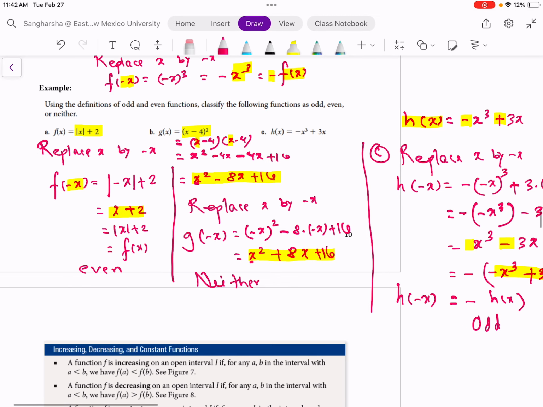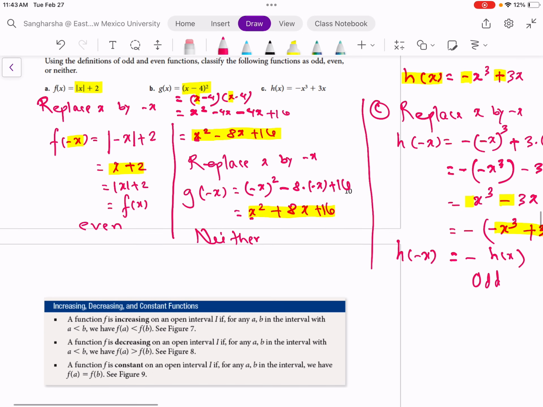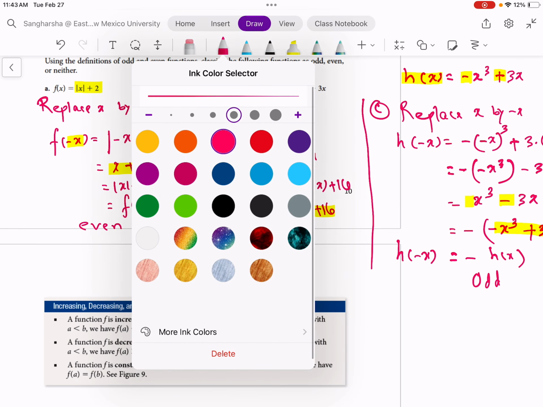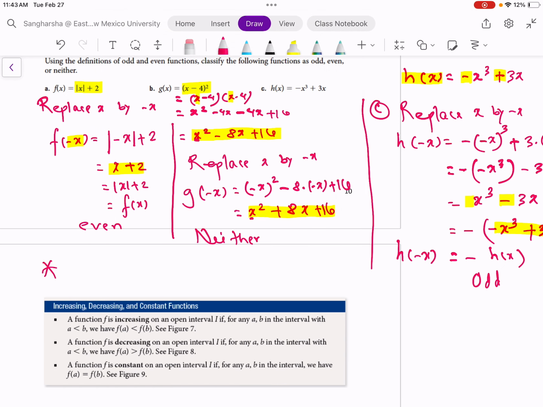Now let me see if we can do one more example here from our homework. This is for you. Can you classify this function? The function is f of x equals x to the power 5 minus 2x. Classify this function as odd, even, or neither.